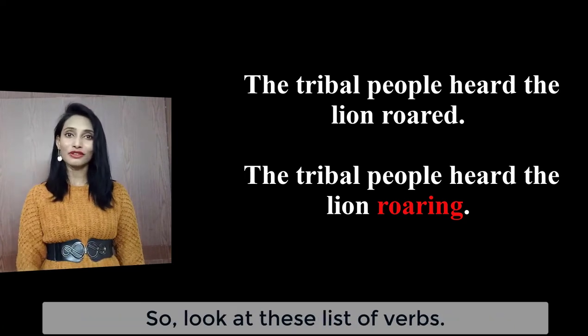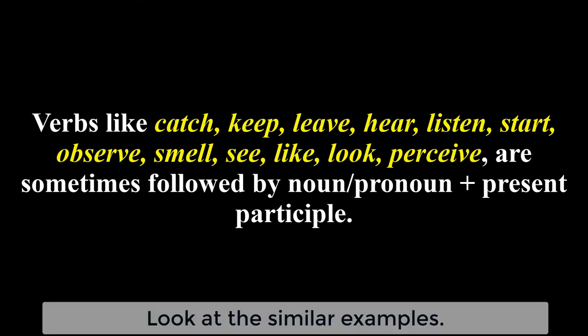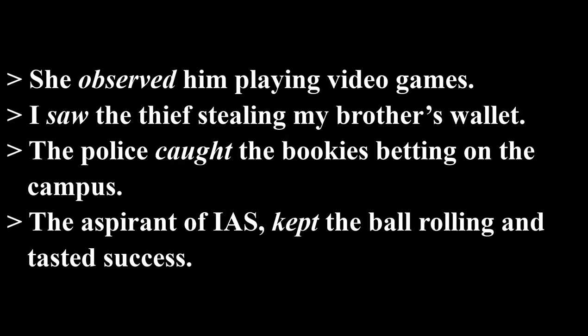So, look at this list of verbs. Verbs like catch, keep, live, hear, listen, start, observe, smell, see, like, look, perceive, sometimes followed by a noun or a pronoun should be followed by present participle. Look at similar examples. She observed him playing video games. I saw the thief stealing my brother's wallet. The police caught the bookies betting on the campus. The aspirant of IAS kept the ball rolling and tasted success.